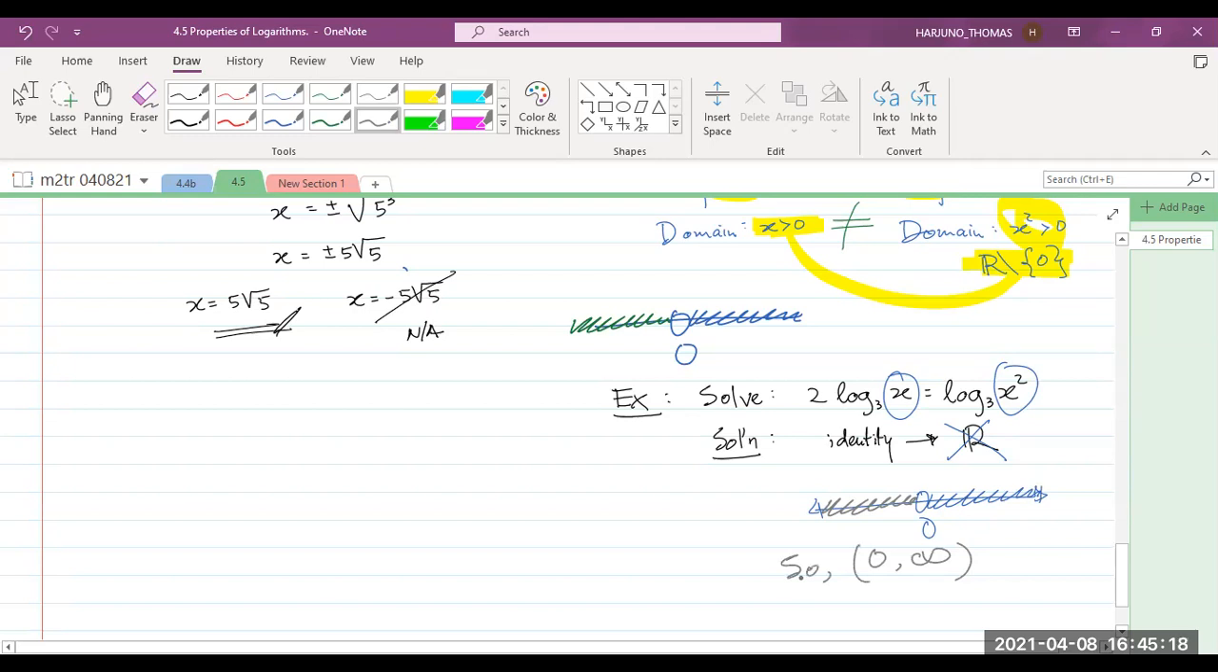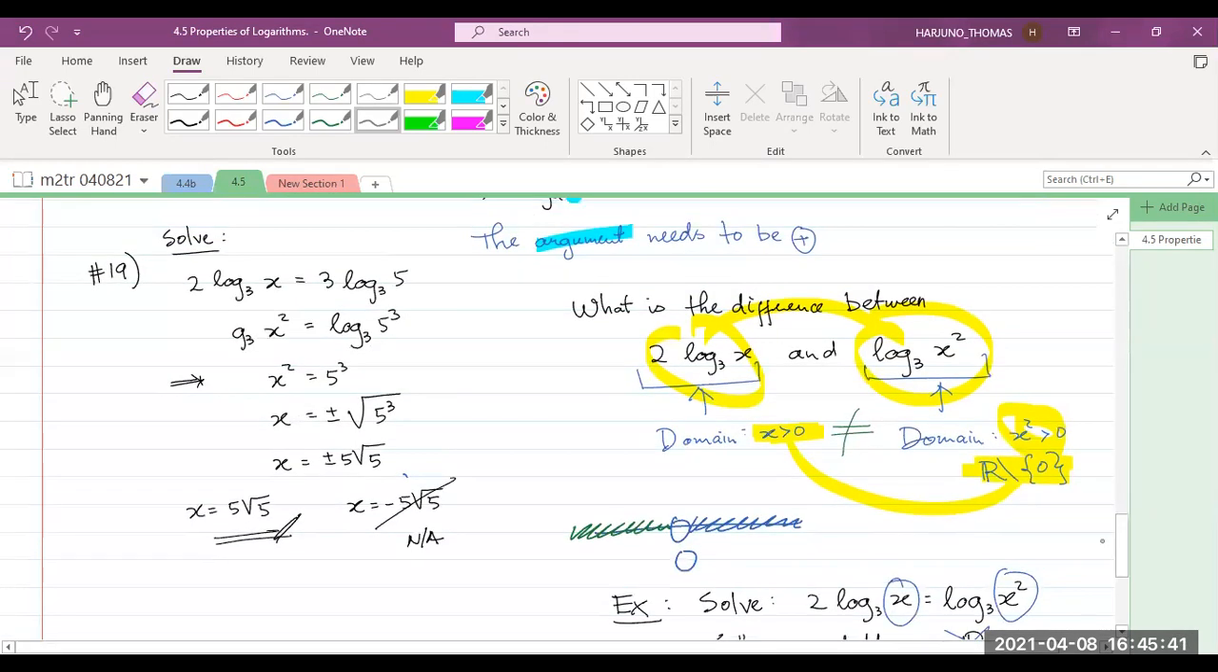Does it make sense right now? It seems that they are just the basic properties, right? But the basic properties actually have the prerequisite requirement that the argument has to be positive. Don't forget that one. I hope through this example, number 19, the question is actually quite simple, right? I don't think this is a hard question, but it brings us further into looking at the domain.